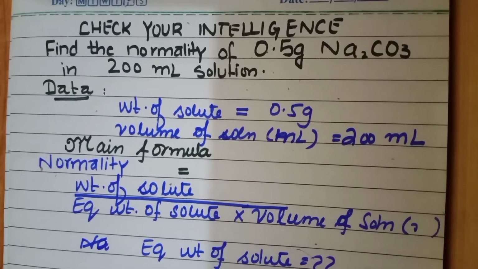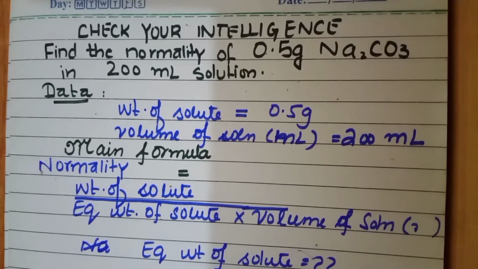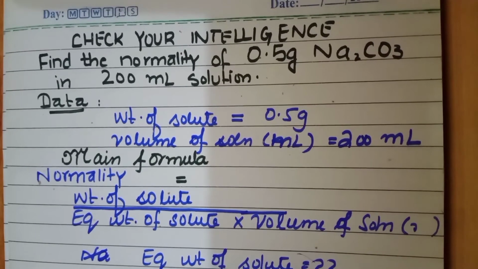This is a numerical. Find the normality of 0.5 gram Na2CO3 in 200 ml solution. What I do when I solve the numerical is that I take the data of the entire question. Now the data is that we are given the weight of solute, that is 0.5 gram, and we are given the volume of solution in milliliter, that is 200 ml.